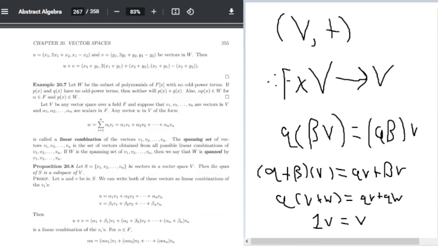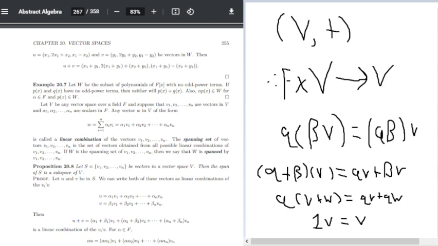Example 20.7. Let W be the subset of polynomials f of x with no odd power terms. If p of x and q of x have no odd power terms, then neither will p of x plus q of x. Also, alpha p of x is in W for alpha in F and p of x in W.